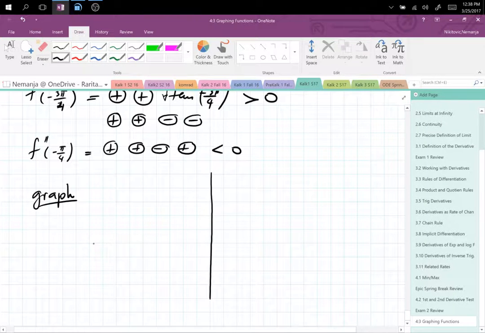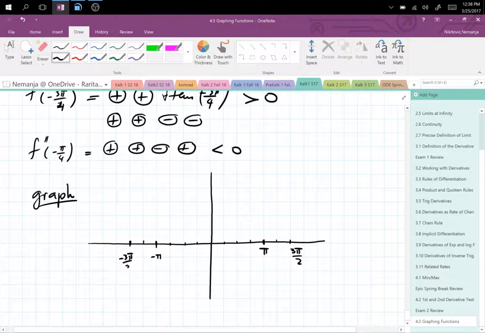I will put pi to be 4 squares. So I'll need 6 squares each side. 2, 3, 4, that's the pi. And then this is a 3 pi over 2, which is the end of the road. 1, 2, 3, 4, this side is a negative pi. 1, 2 is negative 3 pi over 2. So those are my pi divisions left and right. And now I have a 0, 0 point where the function goes through.